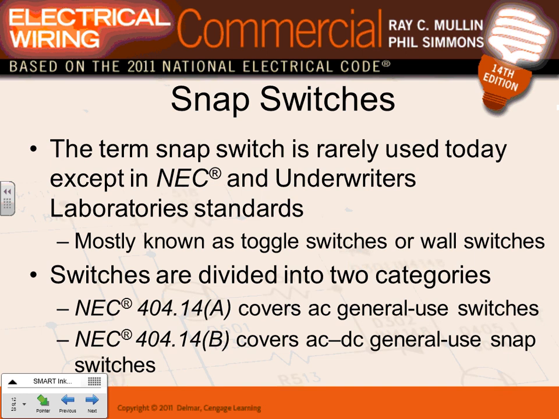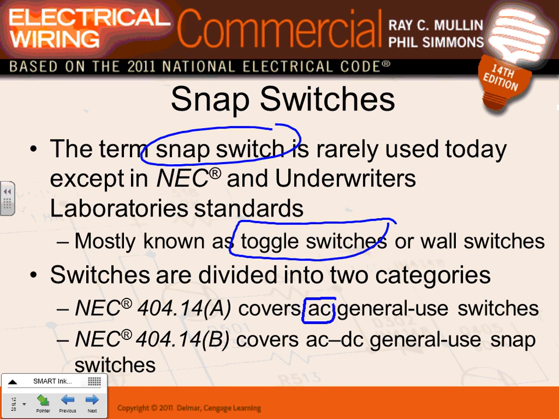Switches. You're looking at the term snap switch right here. This is called a snap switch. We talked about this one in the NEC code, called them general use snap switches. A lot of people call them toggle switches. There are two types of these boys: the type that can handle AC only and the type that can handle AC and DC, general use snap switches, AC/DC.